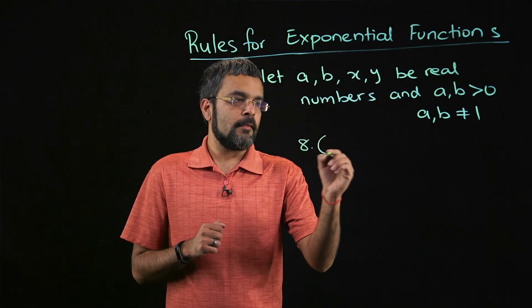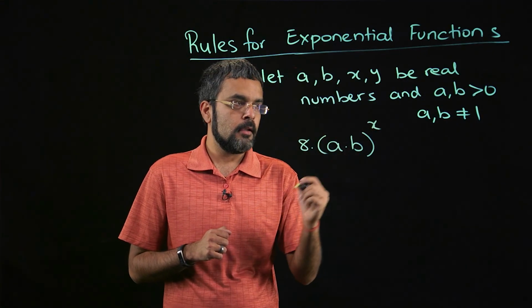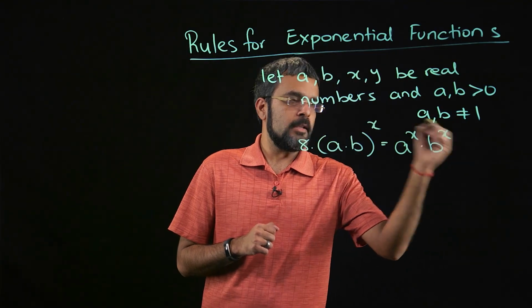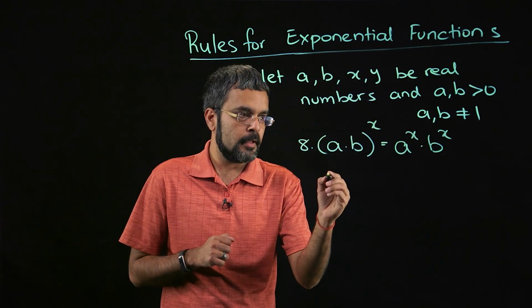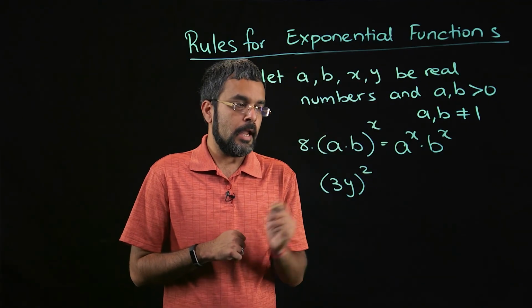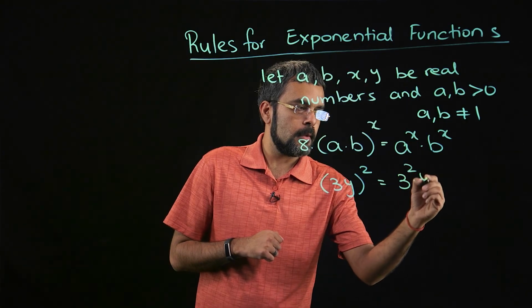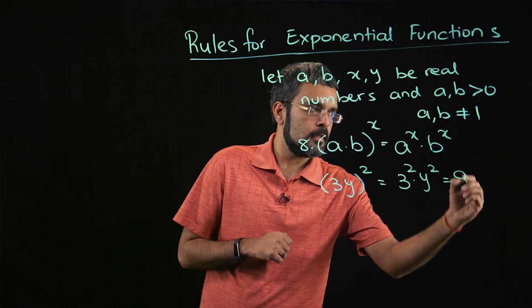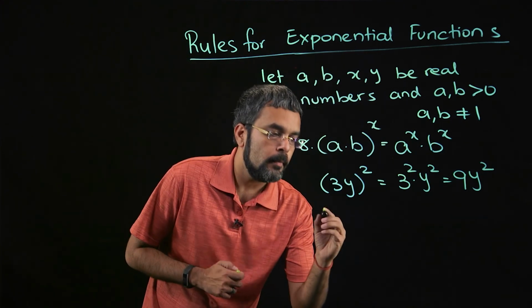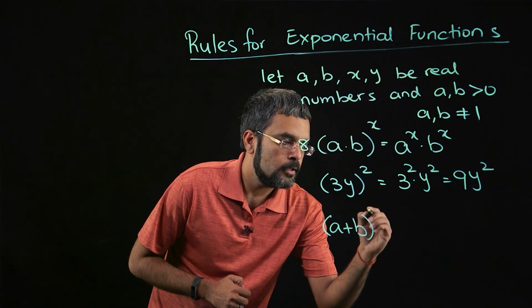And then the final rule, we have a times b to the x. Okay? So this is going to be a to the x times b to the x. As in, if I have 3y squared in parentheses, that's going to be 3 squared times y squared, which is 9y squared.